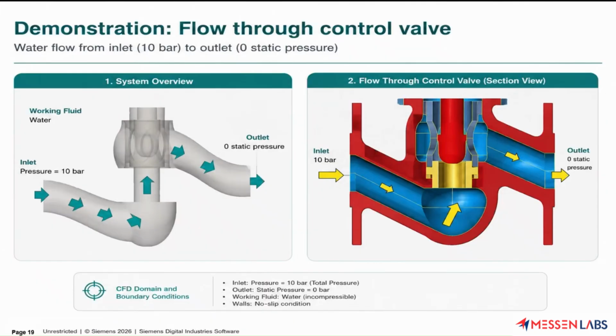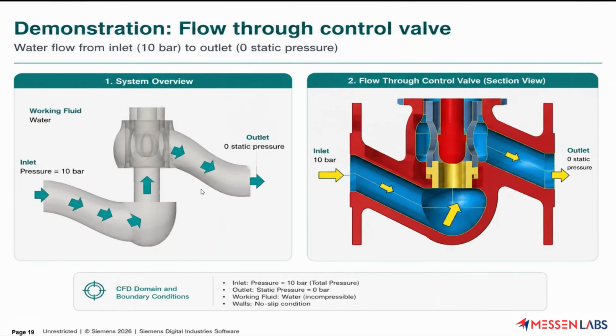Okay, so today's demonstration, it is on the control valve. So as you can see in the slide here, this is our fluid path, which enters from this section at 10 bar, and we can give the outlet at 0 static pressure. The working fluid would be water here in our case.